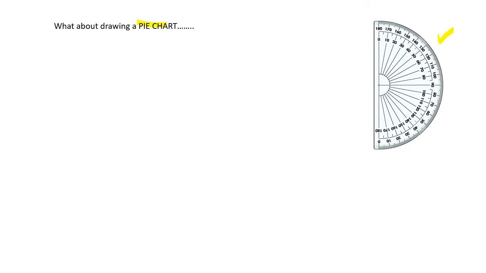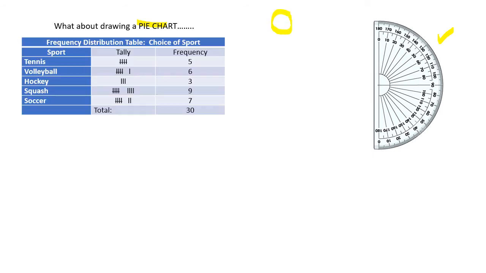A protractor will enable me to measure degrees. Hence, when I am dealing with a pie chart, and pie, remember, is representative of a circle. Now, in order to convert to degrees, I go back to the same frequency distribution table. Tennis, remember, 5 people out of 30 chose tennis. 6 out of 30 chose volleyball, which means I need to convert each one to degrees.